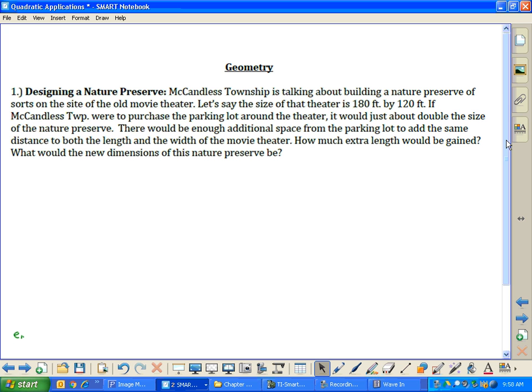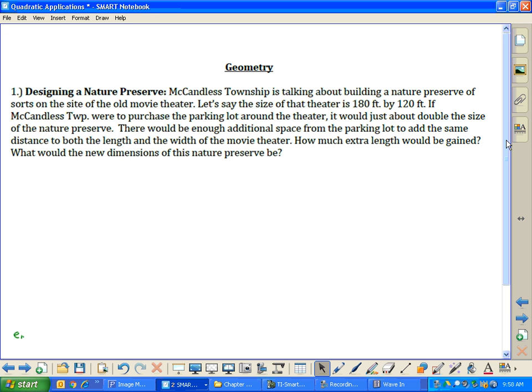So McCandless Township is talking about building, I called it a nature preserve, of sorts on the site of the old movie theater. I just estimated to make the numbers work out nice. I wanted to say that that movie theater was maybe like 180 feet by 120 feet. I was like, oh, that's 60 yards, a little bit more than half a football field. I thought that might be kind of close to the size of that movie theater. And yet the numbers will work out nice for you in Algebra 2. So I was like, oh, 180 feet by 120 feet.